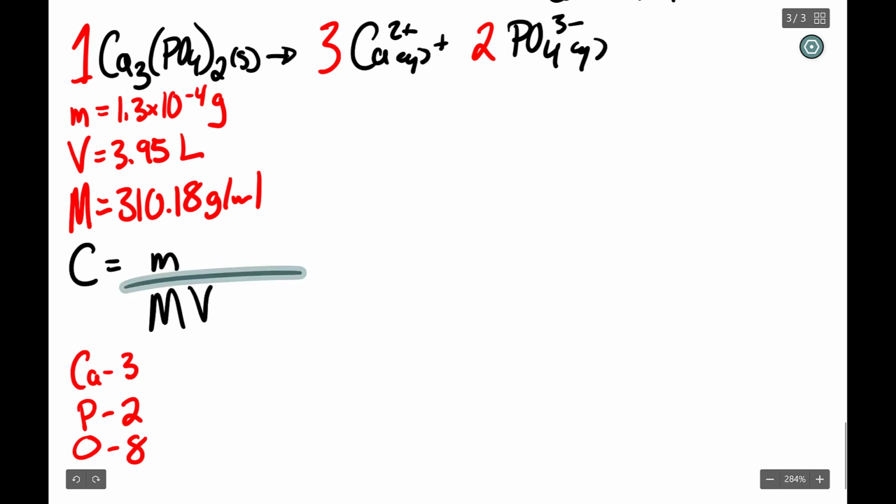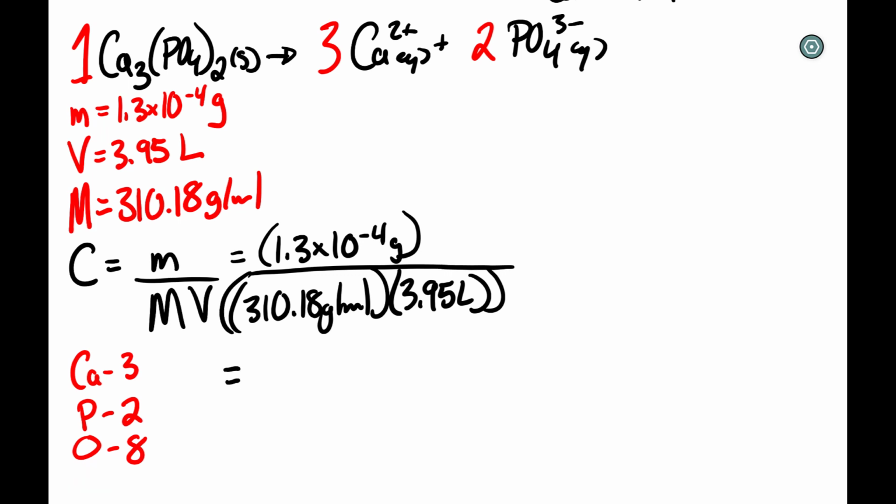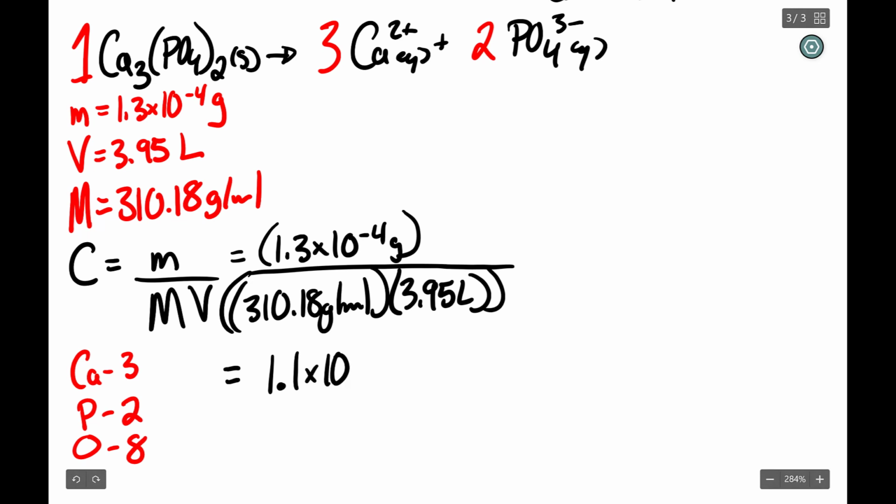We can then go ahead and calculate our concentration, which would be mass over molar mass times volume. Plugging our numbers in, 1.3 times 10 to the negative 4 grams all over 310.18 grams per mole. And then multiplying it by the volume, 3.95 liters. Double bracket that like that. So we're gonna get a pretty small number here. I have 1.06 times 10 to the negative 7, with rounding. So we're going to call it 1.1 times 10 to the negative 7 moles per liter.